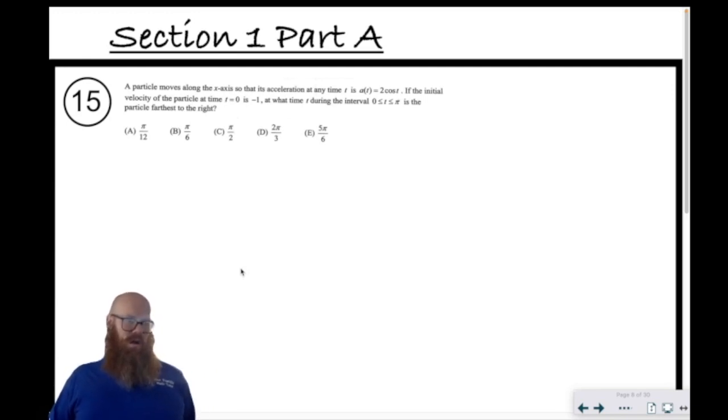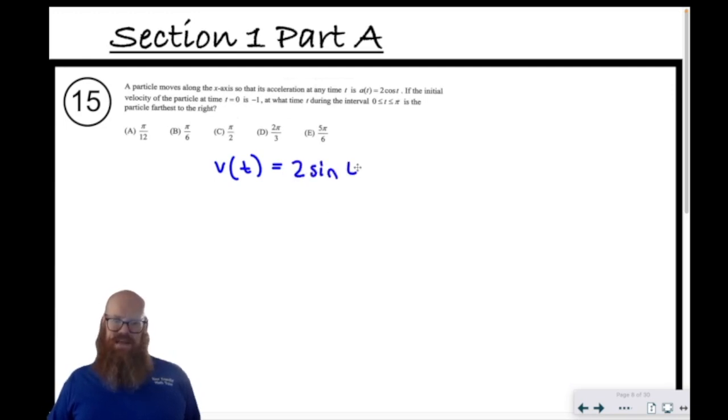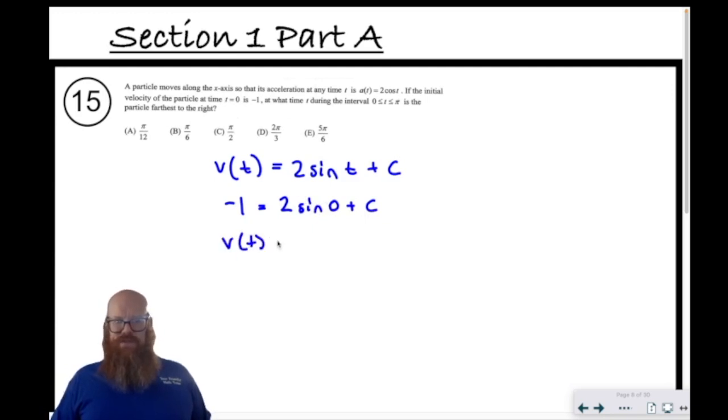So let's do it like this. Let's first find the velocity equation. Well, the velocity is the antiderivative of acceleration. So that's going to be 2 sine t plus c. And then they tell us that at time 0, it's at -1. Well, that means that it's equal to -1 when I substitute in 0. Well, we should know sine of 0 is 0, so c is just -1. So v of t is 2 sine t minus 1.